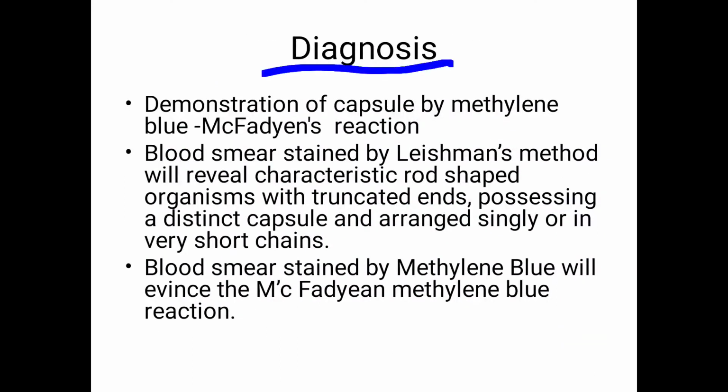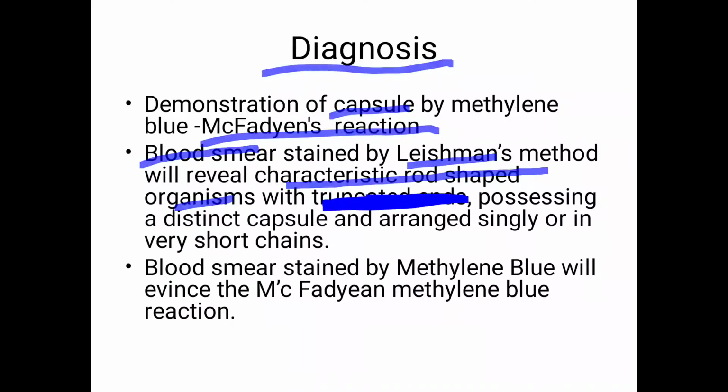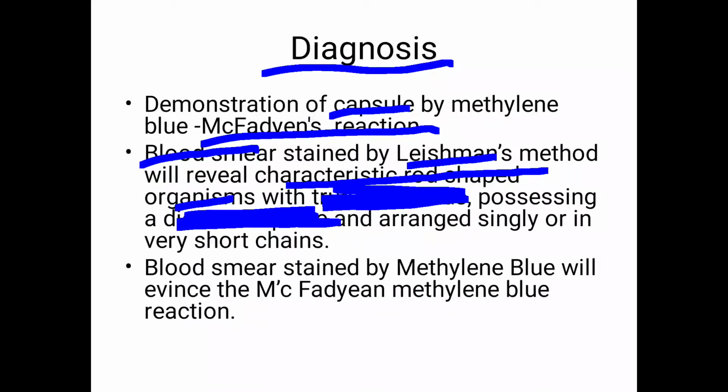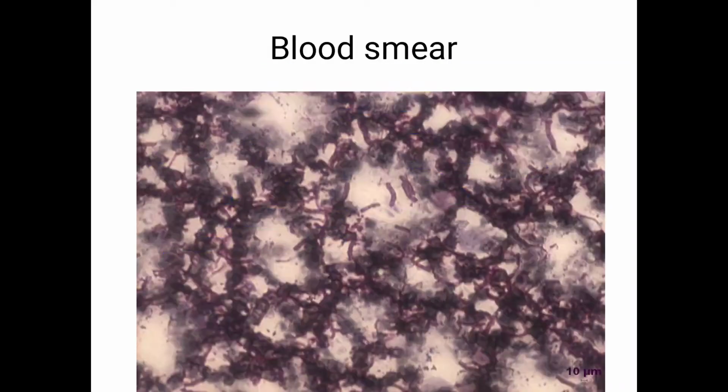Then let us come to the diagnosis. The demonstration of the capsule is by methylene blue, McFadyean's reaction. A blood smear stained by the Giemsa method will reveal characteristic rod-shaped organisms with truncated ends possessing a distinct capsule. They may be arranged singly or in very short chains. This is the blood smear in which you can clearly observe Bacillus anthracis.